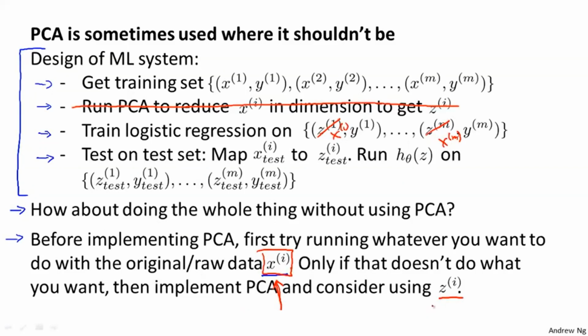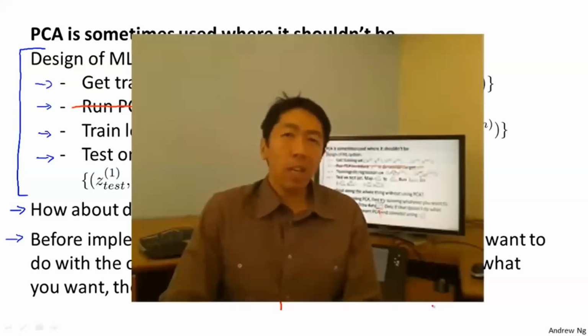Because what I do see is sometimes people start off with a project plan that incorporates PCA inside, and sometimes whatever they're doing would have worked just fine even without using PCA. So just consider that as an alternative as well before you go and spend a lot of time to implement PCA and figure out what K is and so on. So that's it for PCA.